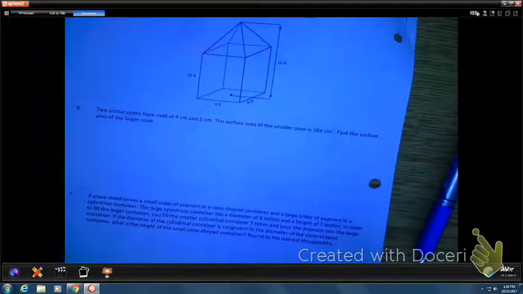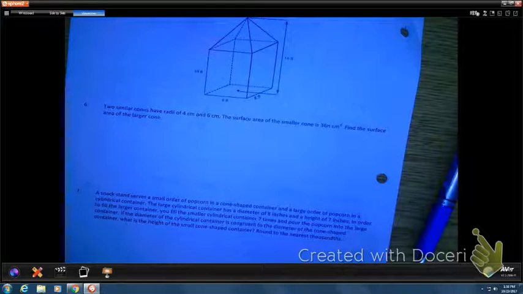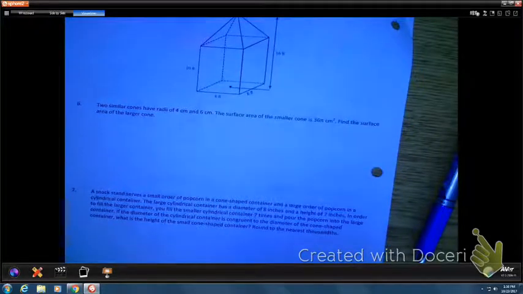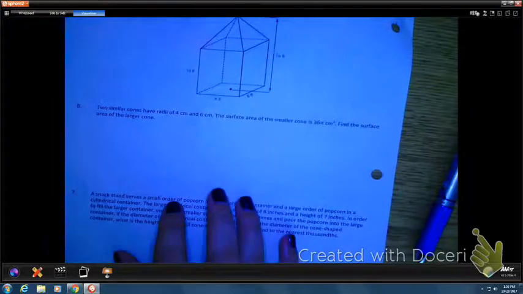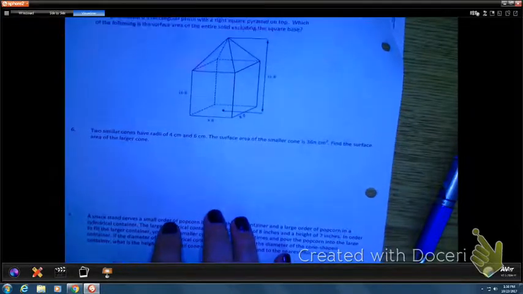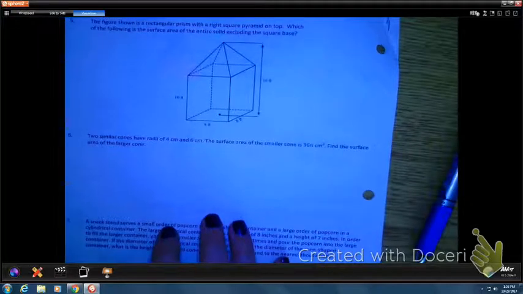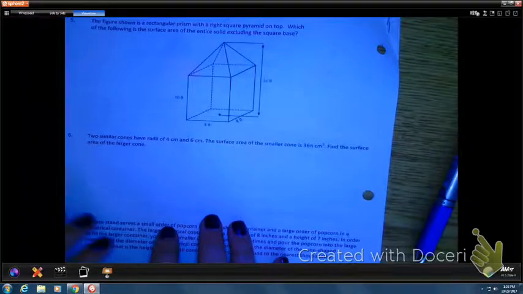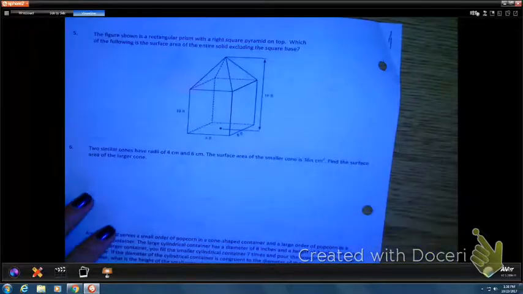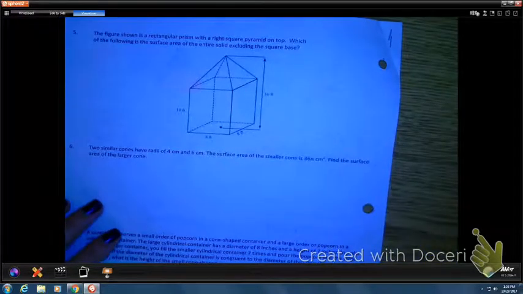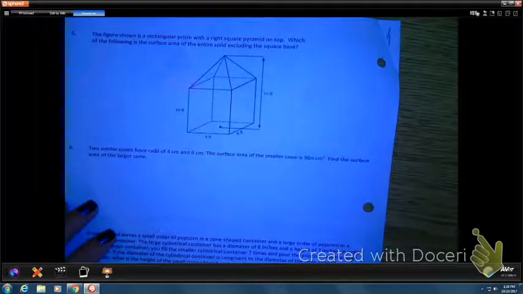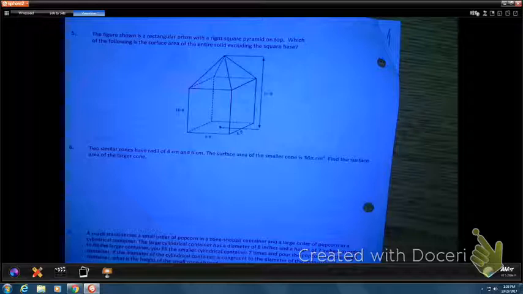Last 3 problems. The figure shown is a rectangular prism with a right square pyramid on top. Which of the following is the surface area of the entire solid excluding the square base? So surface area of the entire solid, but excluding the square base.